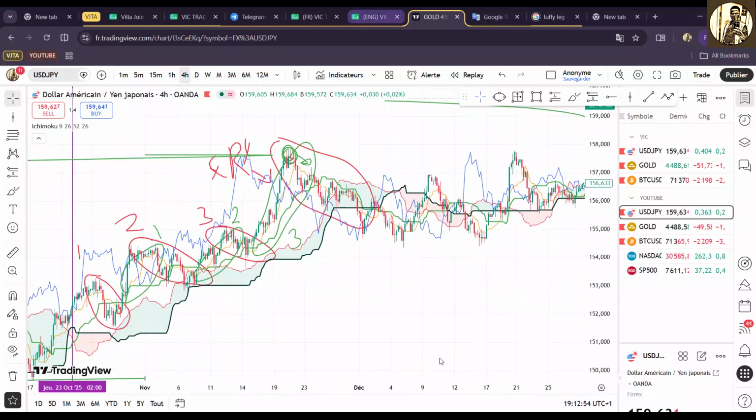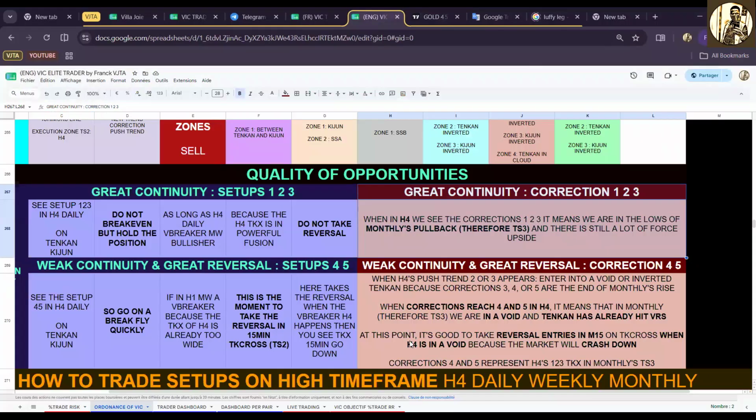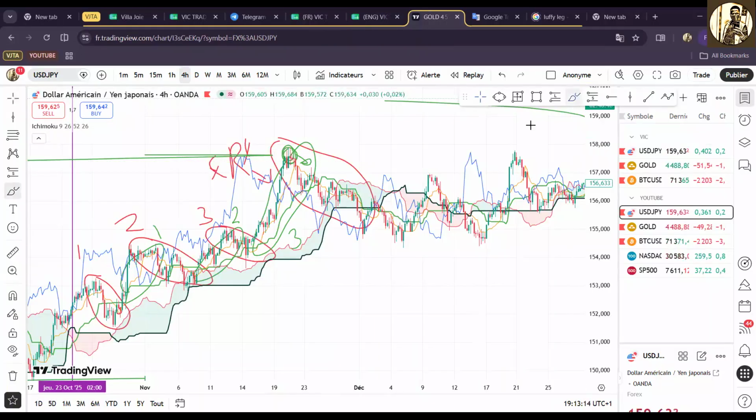Okay. So at this point, it's good to take a reversal entry on 15 minutes on the TK cross when H4 is in the void, because the market will crash down. Correction 4-5 represents the H4 time frame, 1, 2, 3 monthly TS string. So that is what I explained to you. You go here at this level on 15 minutes and then you sell.